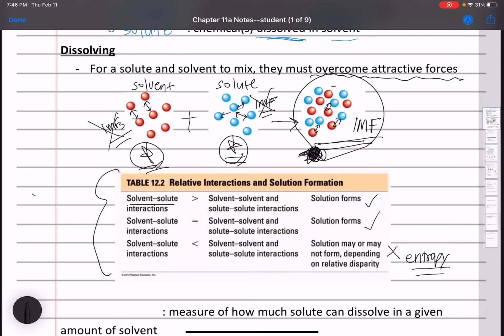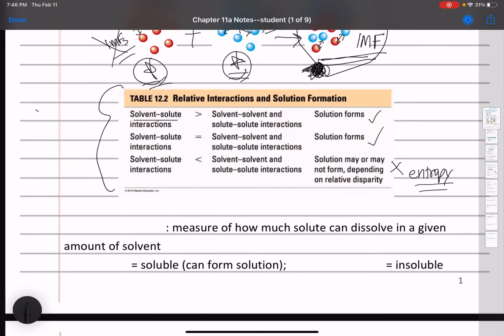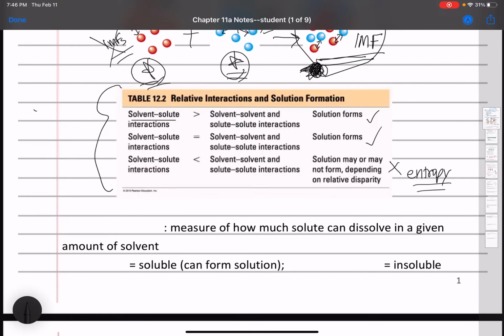But these are just some general rules looking at those intermolecular forces. Some other terms that we should know when we're dealing with solutions. Every solute has a defined solubility within a given solvent. Solubility is just a measure of how much solute can dissolve in a given amount of solvent. If something dissolves in a solvent, we say it's soluble. Another term for that in chemistry is that it is miscible.